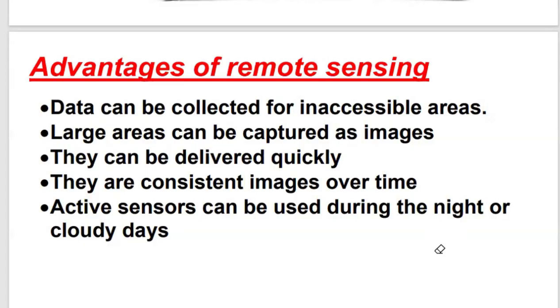So through remote sensing, we can just use a drone system to capture the information. We can capture information using satellite images. That makes it easier to access information of areas which are not easily accessible. Then also, large areas can be captured as images, like satellite images. Satellite images can capture information across the whole globe, which makes life easier. Capturing such information using normal ways would take us very long in geography. But using satellite images, you can access any part of the world through the satellite imagery system. Then they can be delivered quickly.